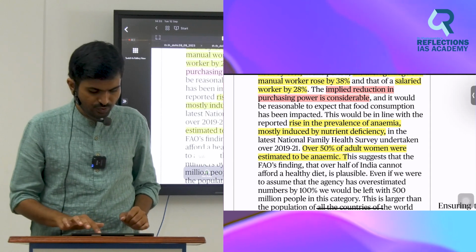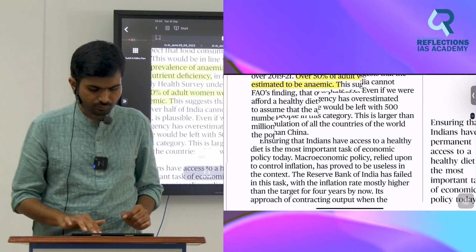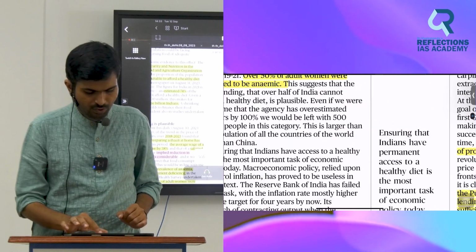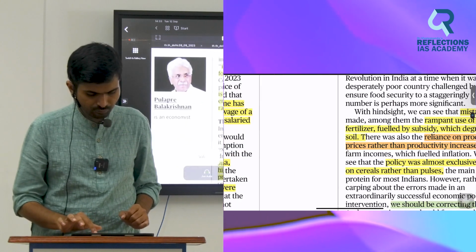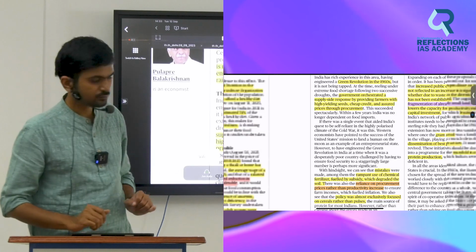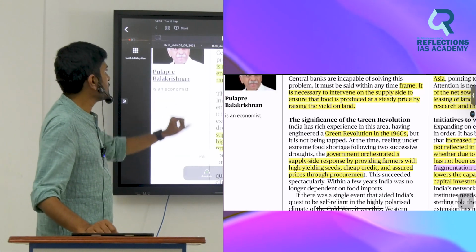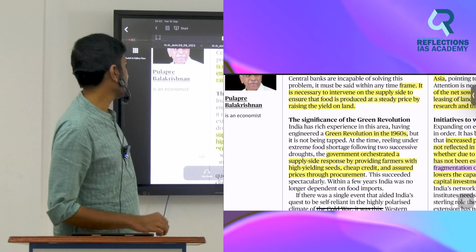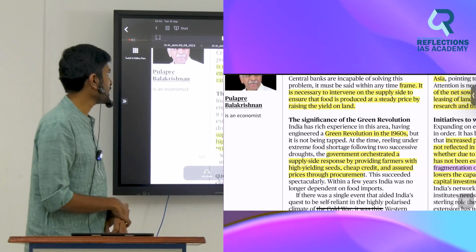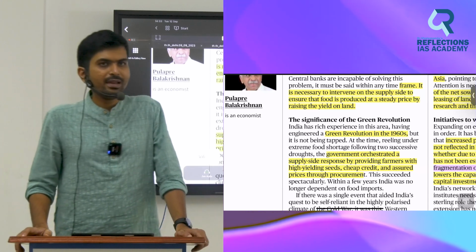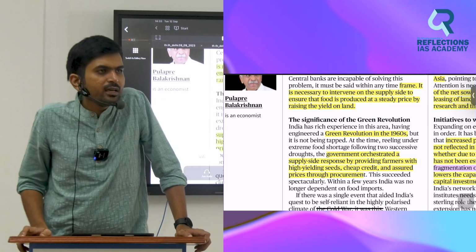So like this, food is a very, very important project. Then he says, it is necessary to intervene on the supply side to ensure food is produced at a steady price by raising the yield of the land. What is yield of the land?